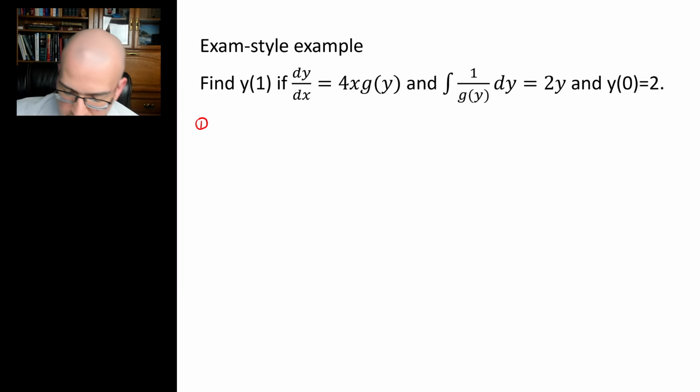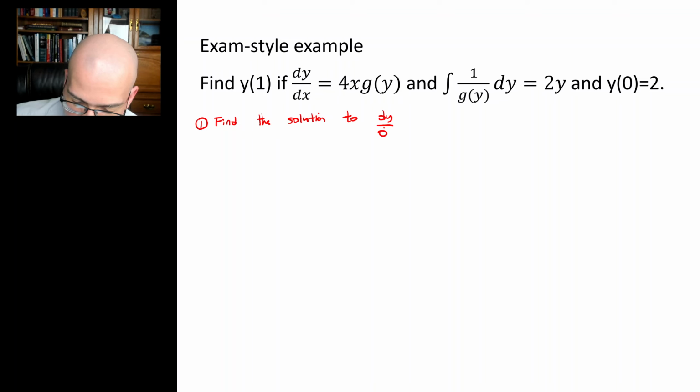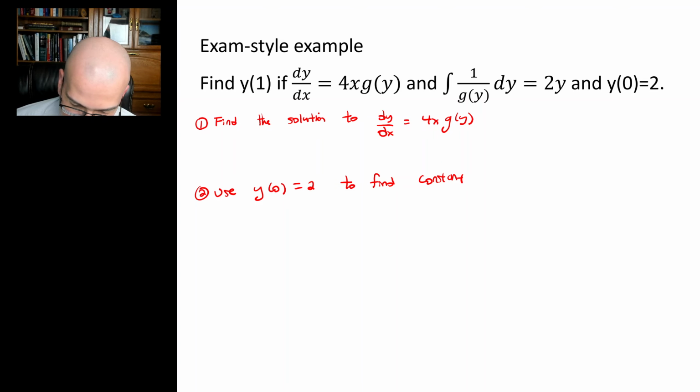Step 1 is going to be to find the solution to dy by dx is equal to 4x times g of y. Part 2 will be to use y of 0 is equal to 2 to find the constant. Part 3 will be find y of 1.